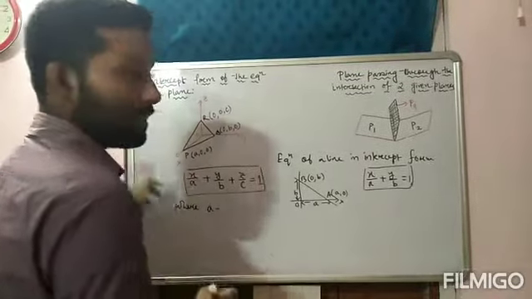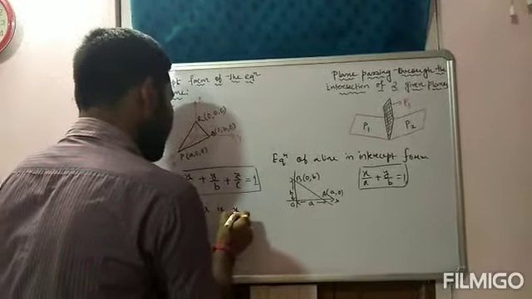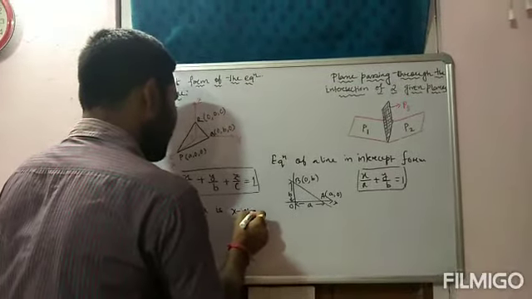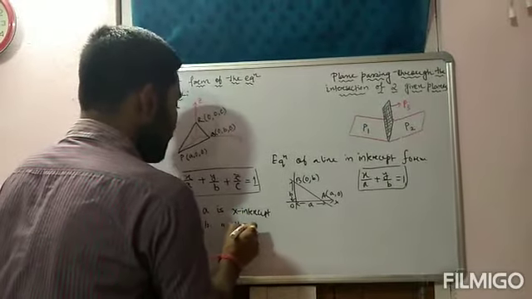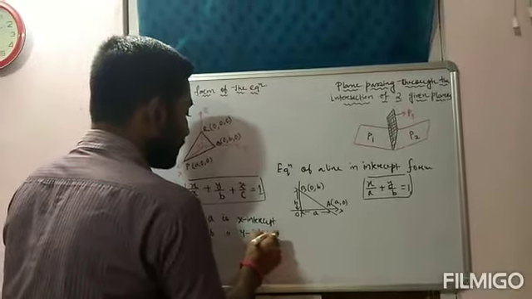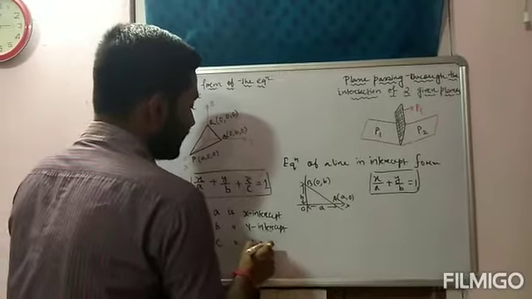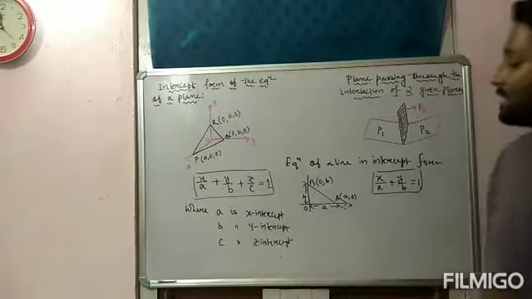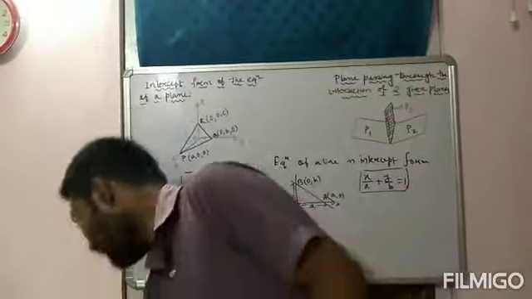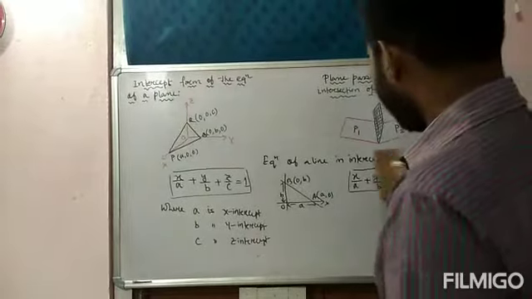a is the x-intercept, b is the y-intercept, and c is the z-intercept. Okay, a is x-intercept, b is y-intercept and c is z-intercept. So this is the intercept form of the equation of a plane.